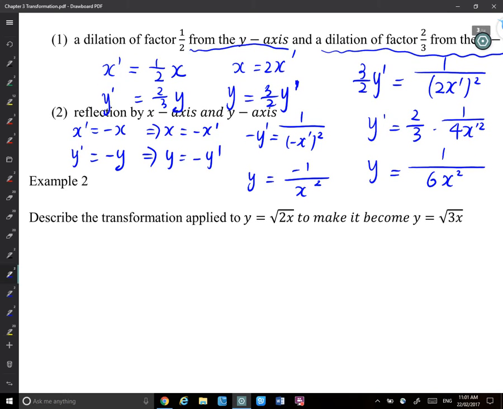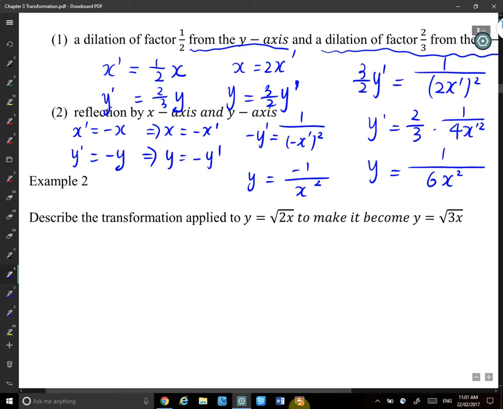Okay, example 2. Example 2 is not a hard question, but I want to show you something. If there is a dilation from the x-axis by a particular factor, I can have the same result by dilating from the y-axis by a different factor. Okay, I can always dilate in 2 directions by different factors. I just want to show you this.